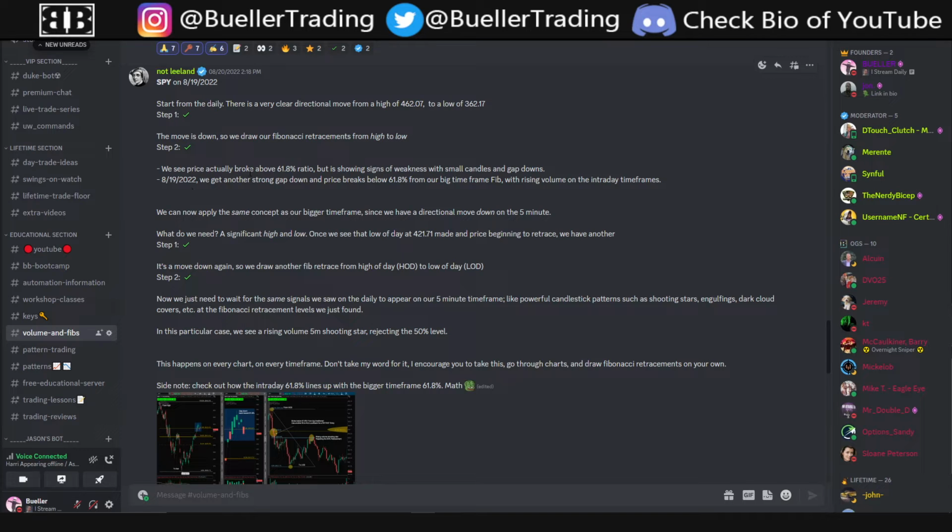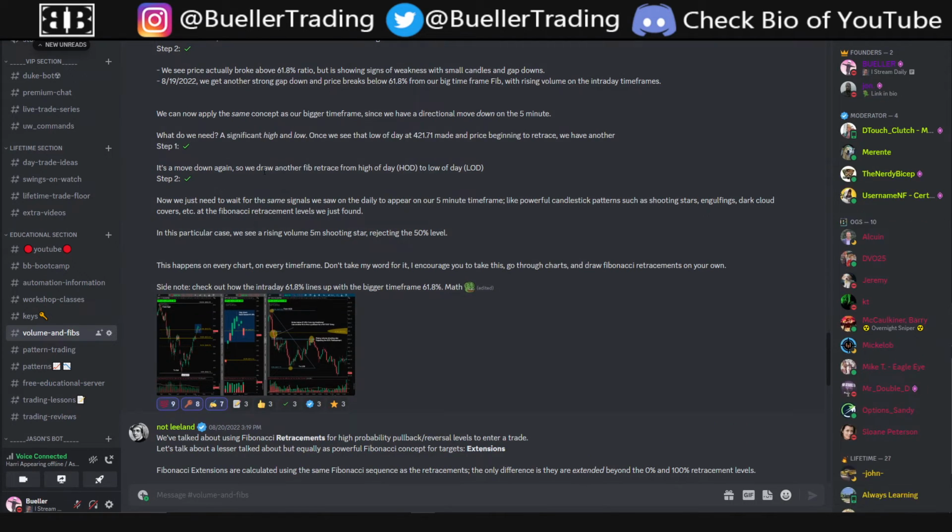Same day, we get another strong gap down and price breaks below the golden pocket from our big time frame fib with rising volume on the intraday time frames. We can now apply the same concept as our bigger time frame since we have a directional move down on the 5-minute. What do we need? A significant high and low. Once we set the low of 421.71 made and price beginning to retrace, we have another. It's a move down again, so we draw another fib from high of day to low of day.